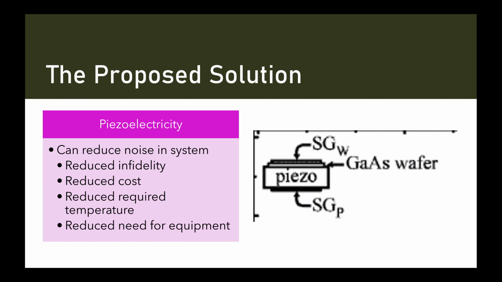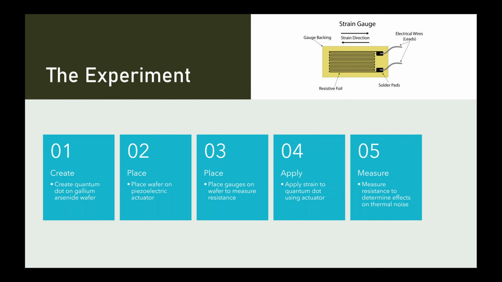Now, this picture shown is a gallium arsenide wafer, which is actually one of the possible stages that we can use. So it would be what we place the quantum dot on. On top and bottom, there are different strain gauges, which would measure the strain, and the piezo is what actually induces the strain on the system. So what we're doing is we are going to perform an experiment. We are using that previous diagram, except instead of a gallium arsenide wafer, we're going to be using silicon.